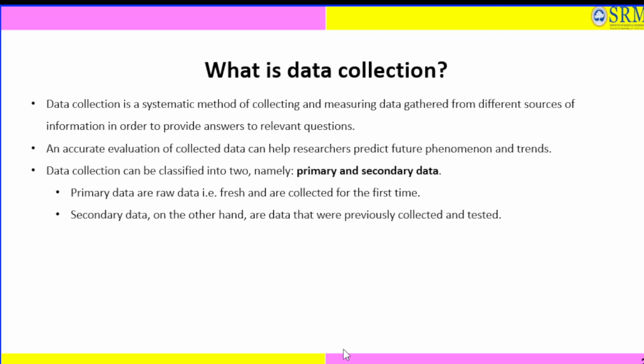So, data collection can be classified into two types called primary and secondary data. Primary data are the raw data collected for the first time, while secondary data is the data that has already been collected and analyzed by someone else.